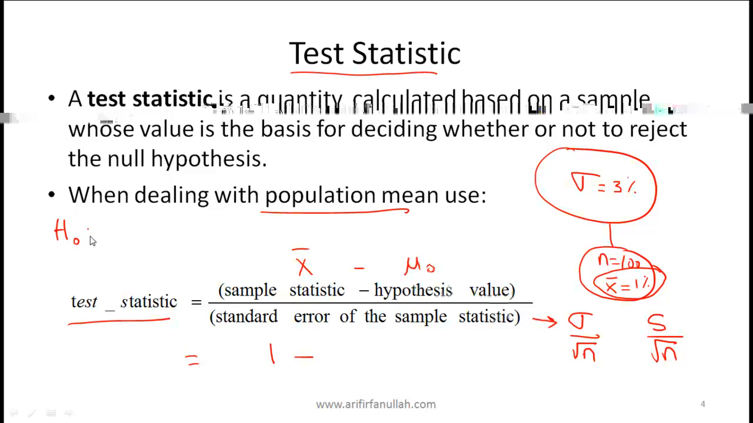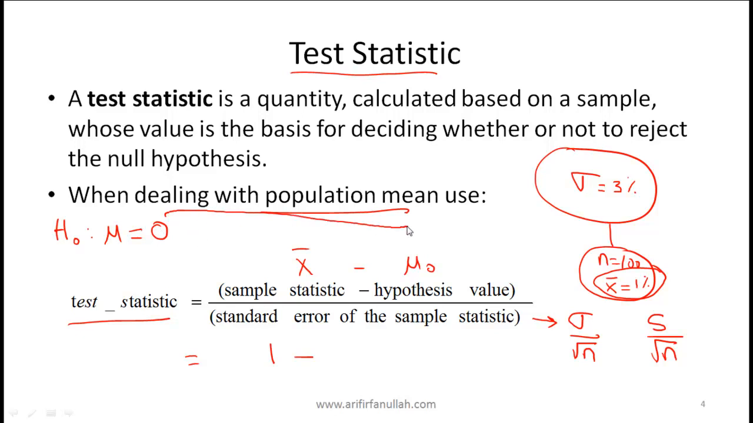We had set up our hypothesis such that the null hypothesis is that mu naught is equal to 0. This 0 corresponds to the mu naught over here, versus the alternate hypothesis that mu is not equal to 0. So the hypothesis value is 0 divided by the standard error, which is 3 divided by root n, root 100, which is 10.